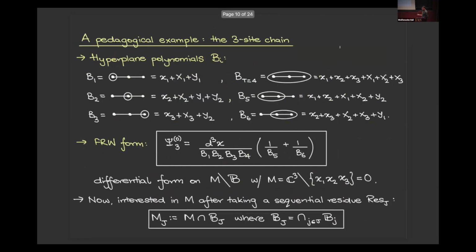So we go back to our pedagogical three-site example. As we've already seen, there are 6 hyperplane polynomial factors, B_i, giving us the three-dimensional FRW form. This FRW form lives in three-dimensional complex space with the twisted lines and the hyperplane polynomials B_i removed. But from now on, we'll be interested in the space M_J, where M_J is the topological space associated to the localization or the restriction onto a particular cut.